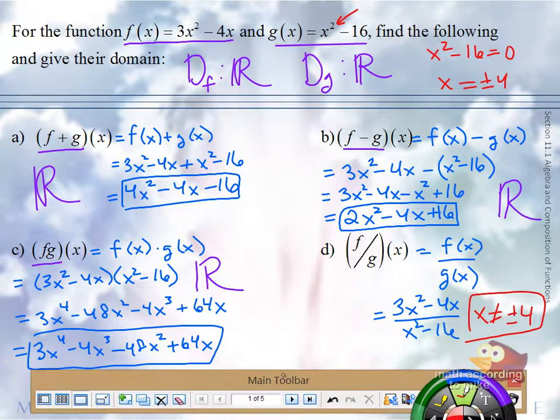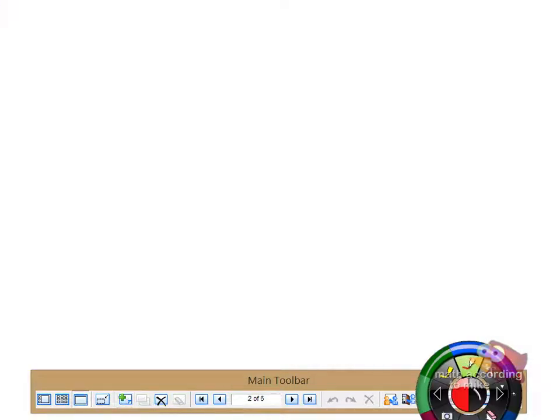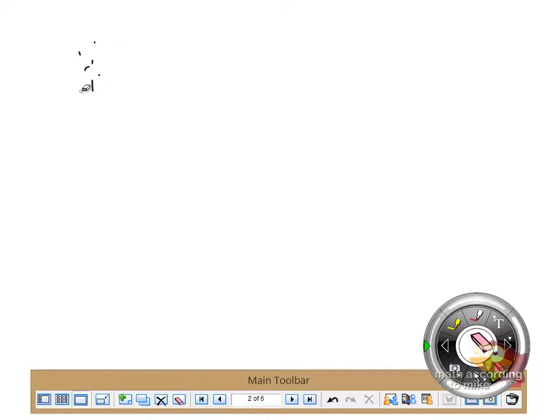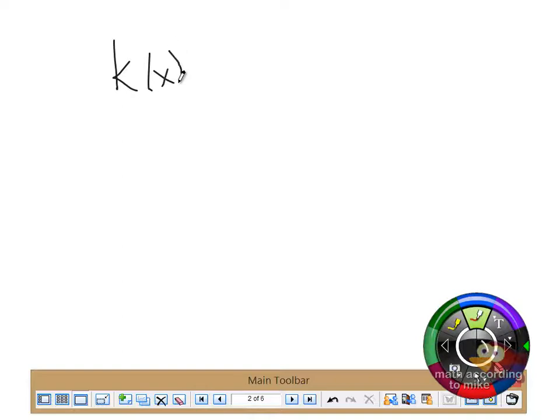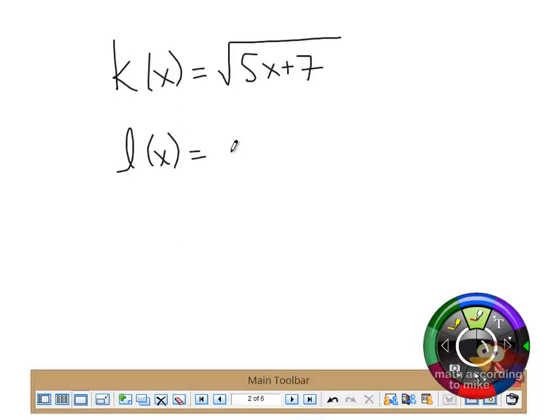Going to do a bonus example just to make sure we're clear with this domain concept. Let's suppose that, no, let's go crazy here. Let's suppose that k of x was the square root of 5x plus 7, and L of x is x squared minus 9. I want you to think about the domain of k over L.